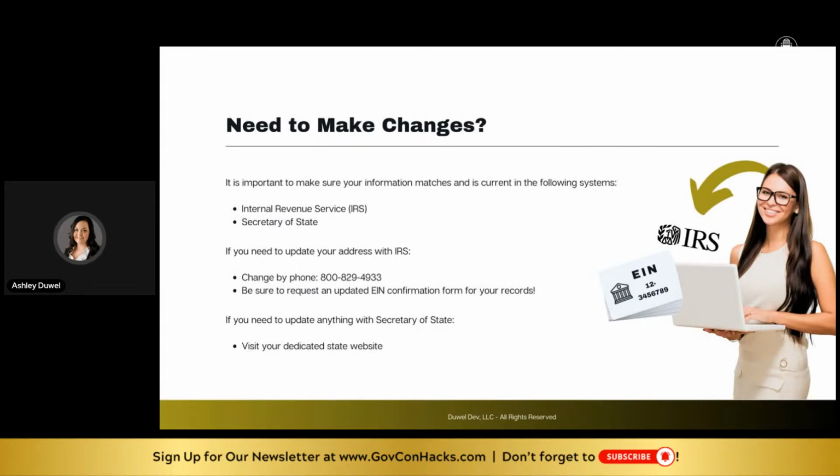If you do need to make changes, here is where you're going to do so. There are 2 entities most commonly responsible for updates of information. That's going to be the IRS and the Secretary of State. The IRS Business and Specialty Tax Line phone number is on the slide there. They are the most helpful in helping you correct your address for purposes of registering in SAM.gov. If you do have to call the IRS Business and Specialty Tax Line, I highly recommend asking them while you're on the phone for an updated copy of your EIN confirmation form for your records.